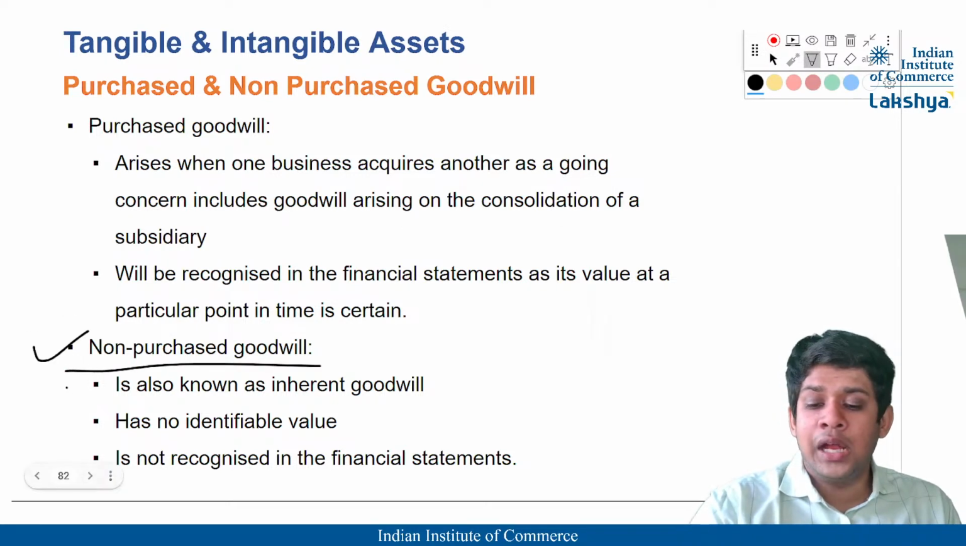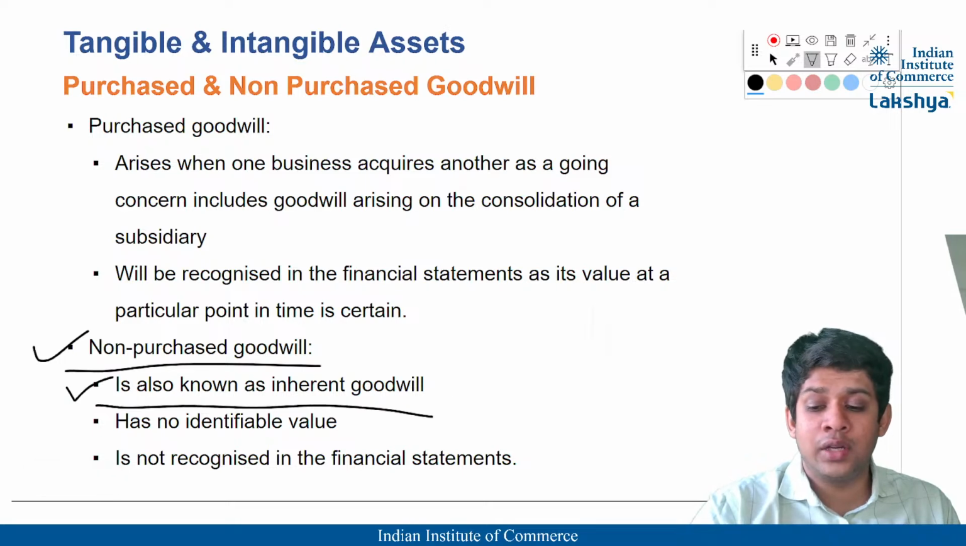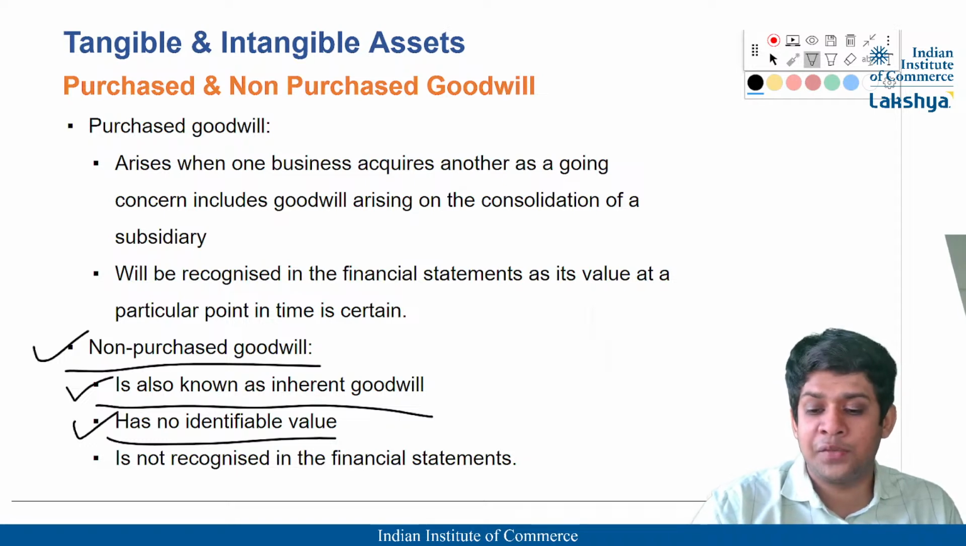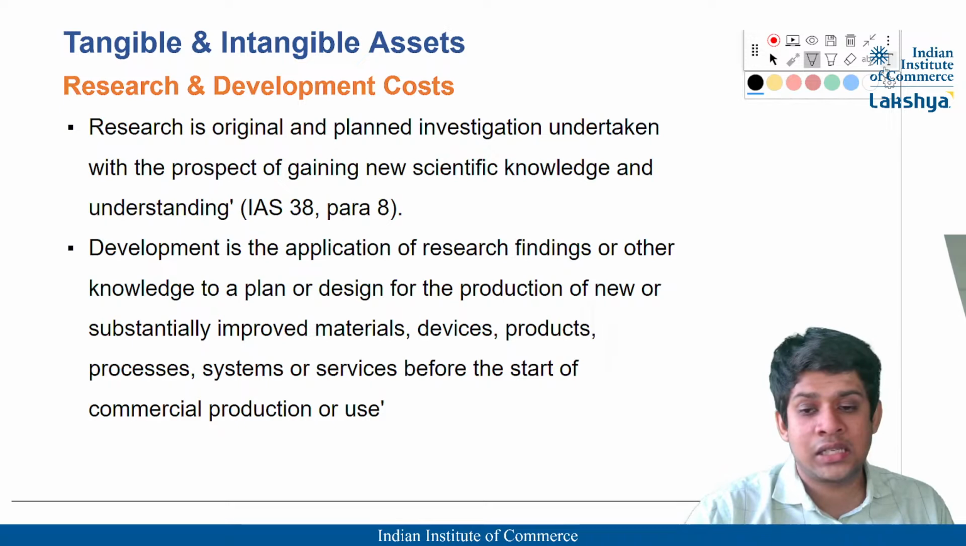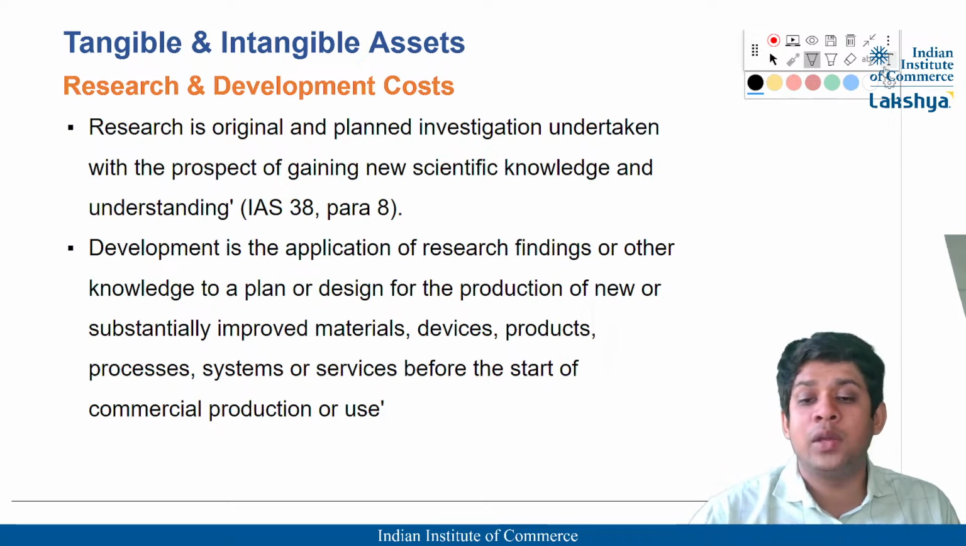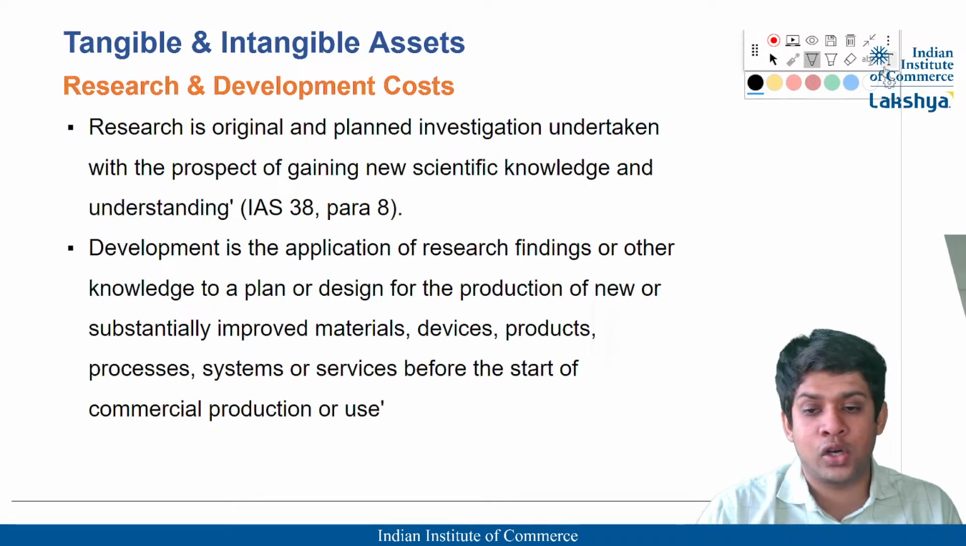Non-purchase goodwill is also known as inherent goodwill and has no identifiable value because it might keep on fluctuating. So it cannot be recognized in the financial statements and is not recognized in the financial statements. Okay. So now the first part of intangible assets is clear to everyone, I hope. Now we jump to the second part of intangible assets, which is known as research and development costs.